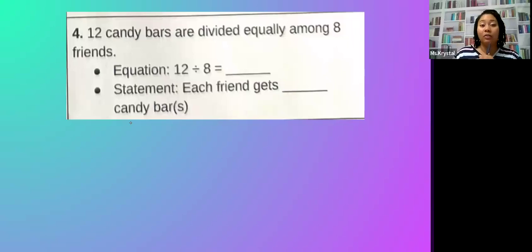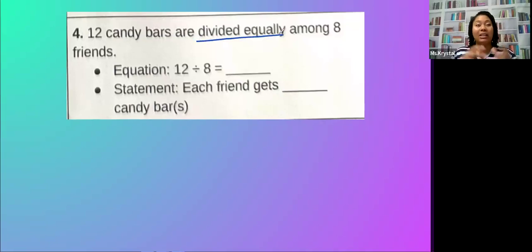All right, so we have 12 candy bars that are divided equally. There's our cool words that we're looking for. Divided equally among 8 friends. So that means it's like 8 groups, and we're taking those 12 candy bars and divvying it out into those 8 different groups. All right, which in this case is 8 friends. So we have 12 over 8, which is 12 divided by 8.